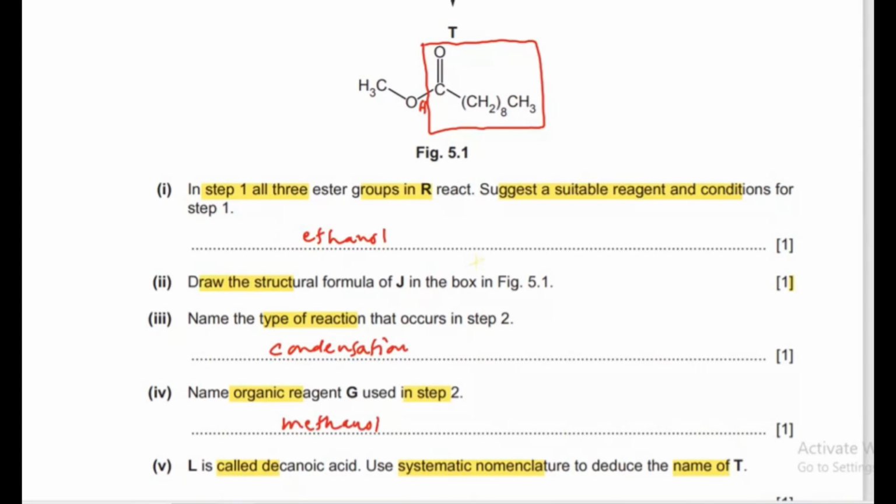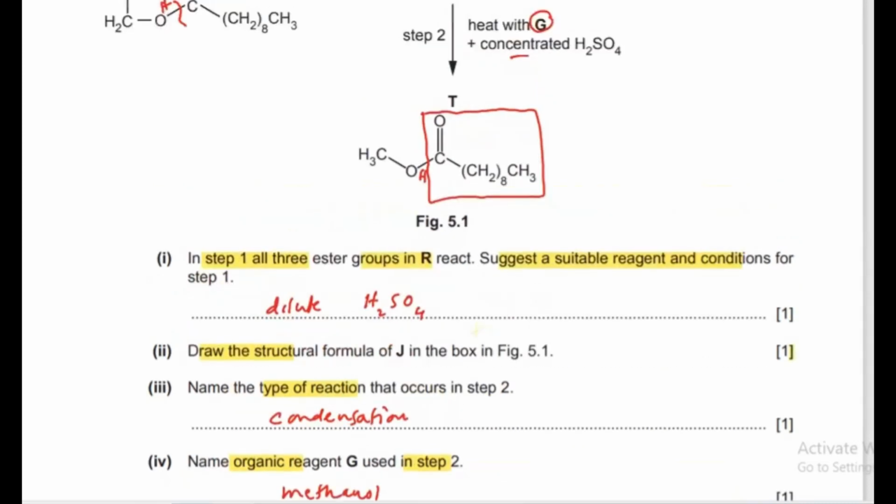And this is talking about step 1. In step 1, all three ester groups in R react. Suggest a suitable reagent and condition for step 1. In step 1, we can use the dilute acid. We can use dilute sulfuric acid for the hydrolysis. You can take either dilute or concentrated. You can also say the concentrated sulfuric acid or dilute sulfuric acid.